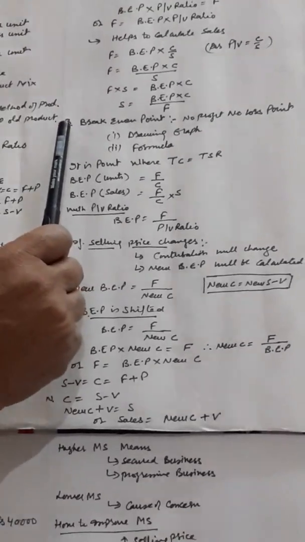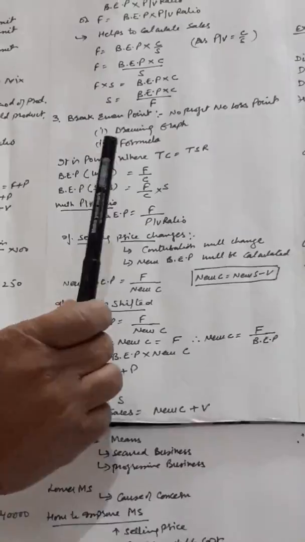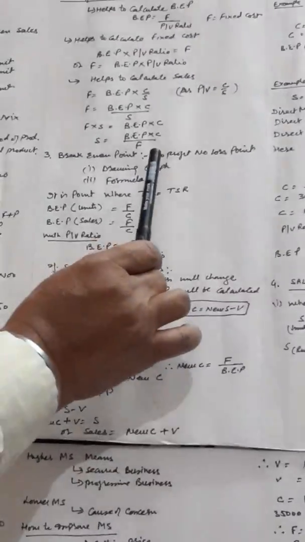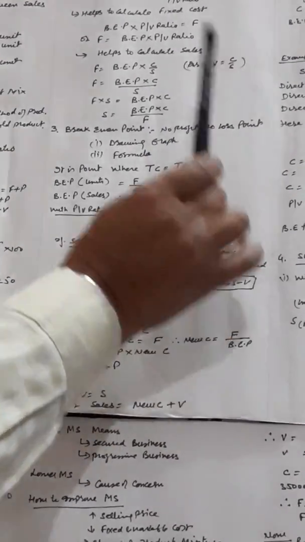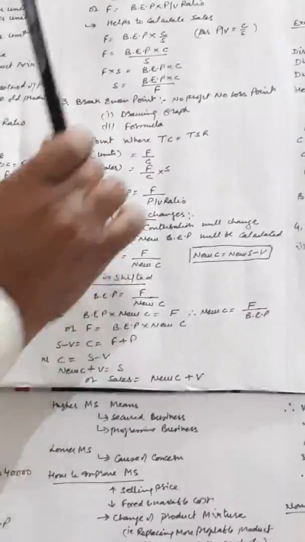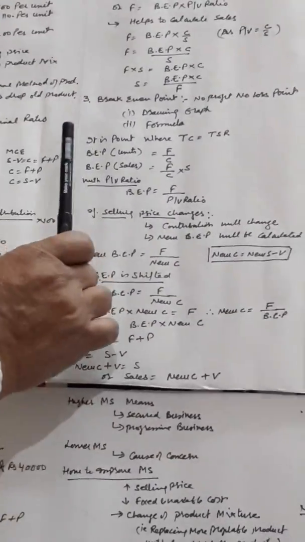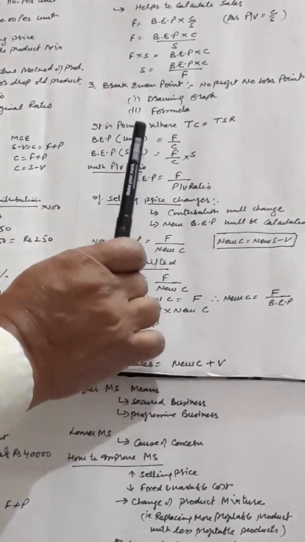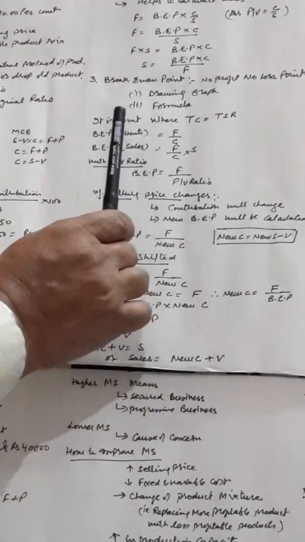Next, third is break-even point, which is very important as far as marginal costing is concerned. It is a point at which there is no profit, no loss. It can be calculated in two ways. Number one, by drawing graphs. Number two, with the help of formula. Now we will discuss the calculation of break-even point with the help of formula.